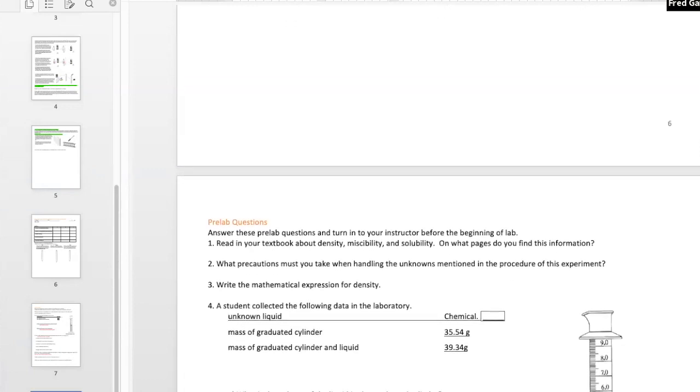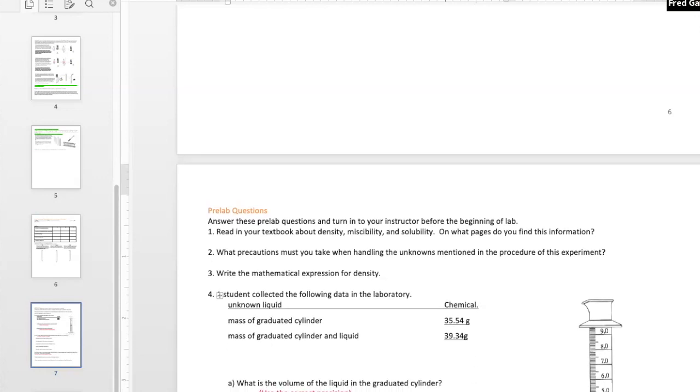This is your pre-lab question. It gives you, I don't know what that box is there for. That's not important, but let's see if I can erase that. These are the mass of the graduated cylinder, and the graduated cylinder with the liquid, so you can basically by difference calculate the mass of the liquid.